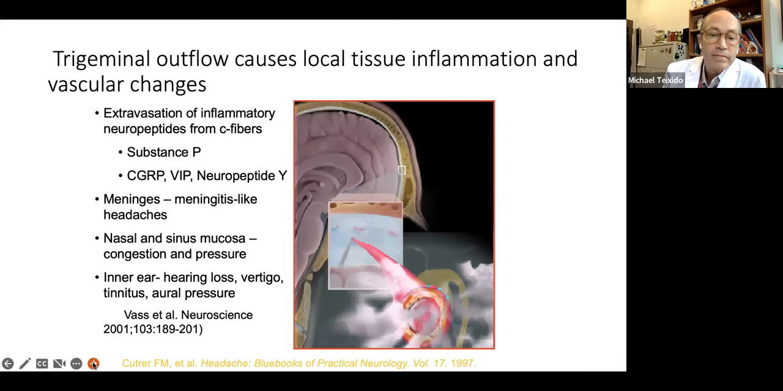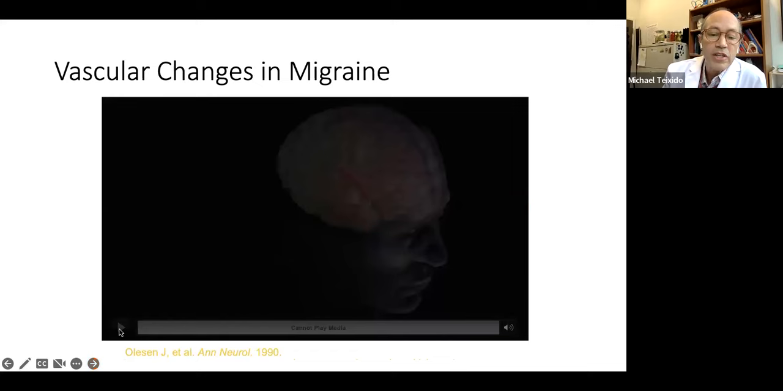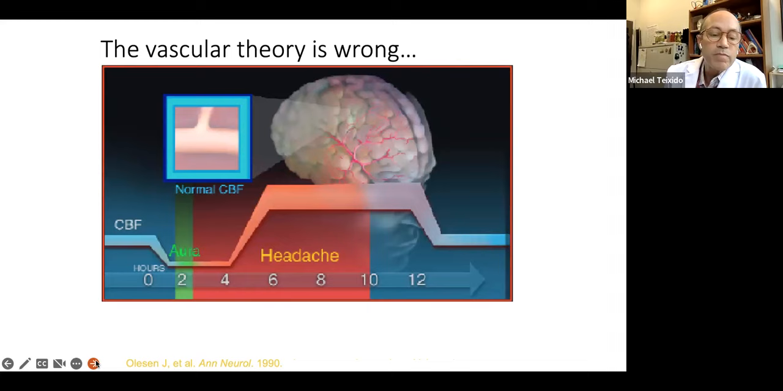So when we think about vascular changes with cerebral blood flow studies, we really do document big vascular changes in migraine, with a period of oligemia, which was always thought to correspond to the aura symptoms of migraine, and hyperemia, which was thought to correspond to the headache phase of migraine. But actually the timing doesn't work out. The headache begins hours before vasodilation occurs, and the headache ends hours before the vasodilation ends. So the vasodilation and constriction is really not the primary event in migraine.